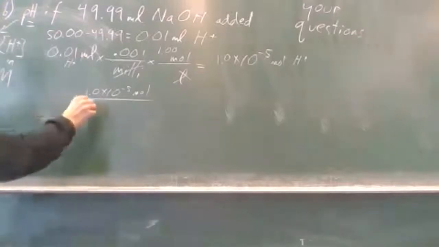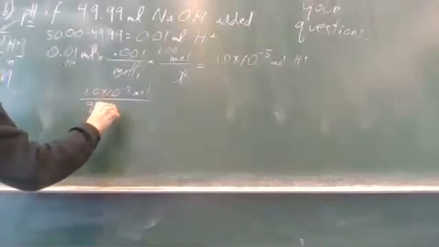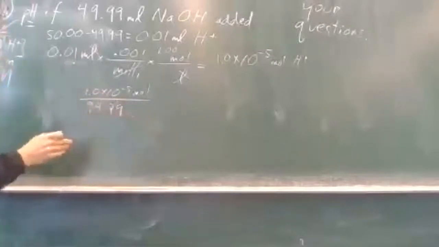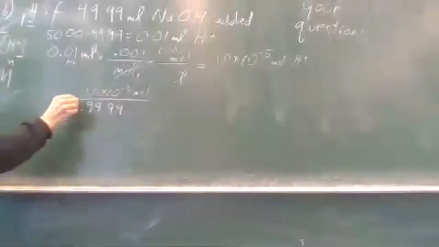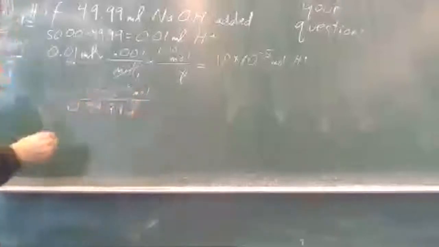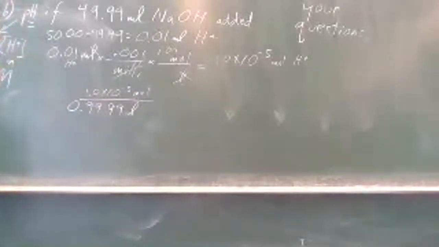So it's almost 100. 99.99 milliliters. Let's change that to liters. That would be 0.09999 liters. It's pretty close to just one. In fact, mathematically, can you see that it's going to be 1 times 10 to the fifth, pretty much, divided by 1.